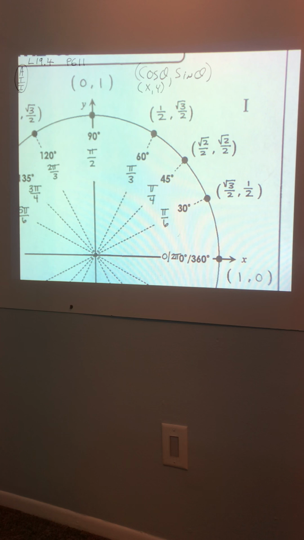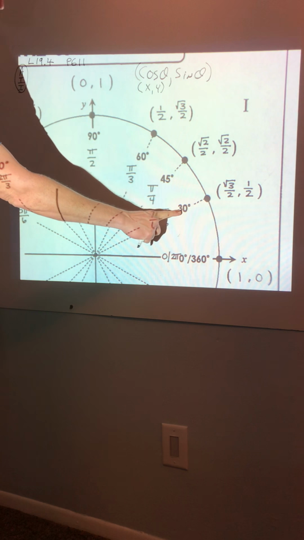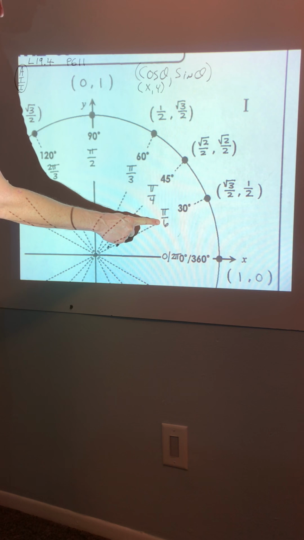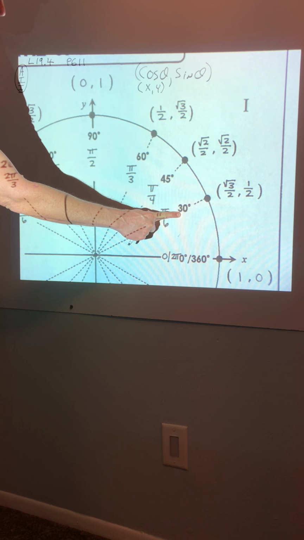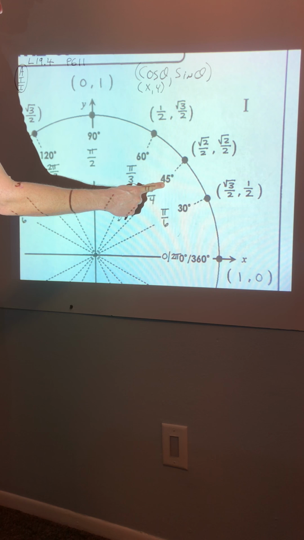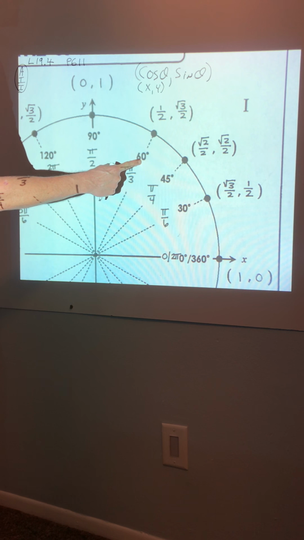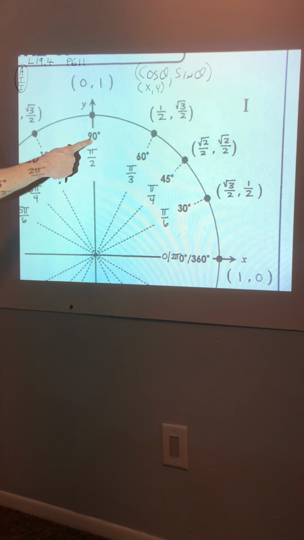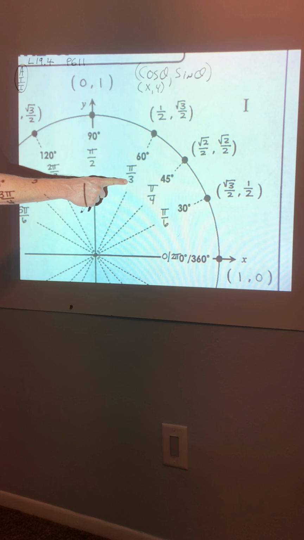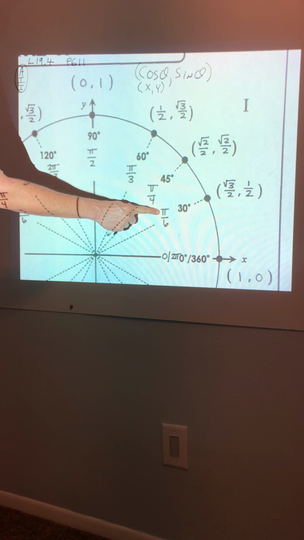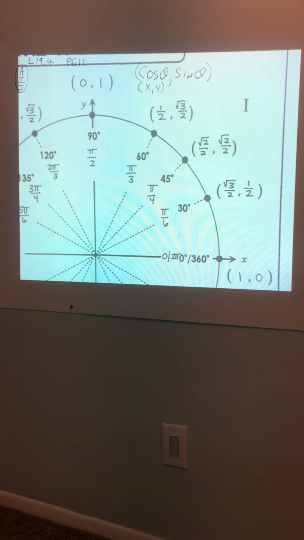Here's quadrant 1, okay? Here's 30 degrees. This is it in radians. Make sure you can convert this into radians. 45 degrees is pi over 4. 60 degrees is pi over 3. 90 degrees is pi over 2, okay? What's that? Oh, you see a pattern. Beautiful. Okay, yes, look. Pi over 2, pi over 3, pi over 4, pi over 6, very, very good.